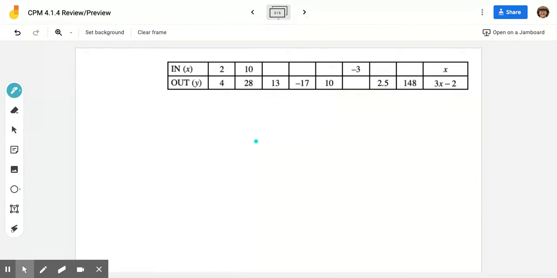All right, moving on. This is 4-34. So we've got a table here. And what we want to do is explain in words what is done to the input value to get the output value. So what did I do to X to get Y? Luckily, I have that information right here. So what I did is I have my X and I multiplied it by 3. So I multiply X by 3. And then I subtract 2.